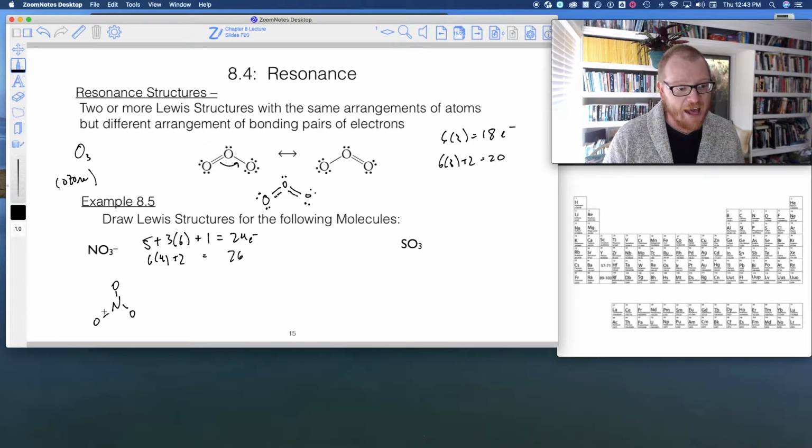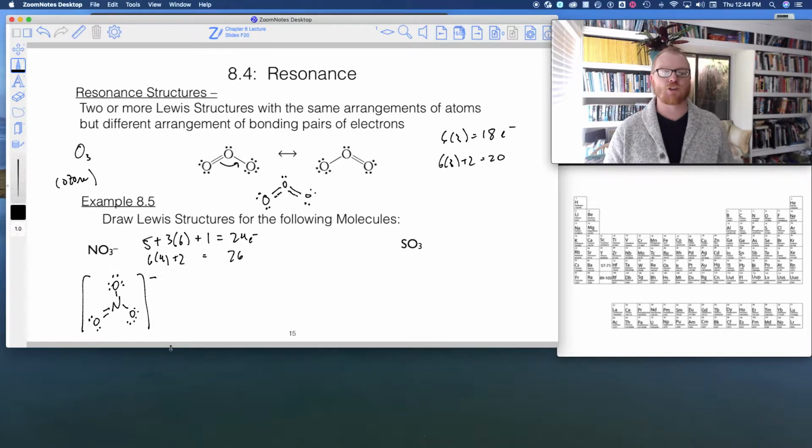So I'm just going to add one double bond, and fill in the remaining electrons. Notice that I only put 2 on this oxygen because it has a double bond. That's going to give it the octet. Let's make sure we've used all 24: 2, 4, 6, 8, 10, 12, 14, 16, 18, 20, 22, 24. Great. We also remember that this is an ion, so I put a negative charge.